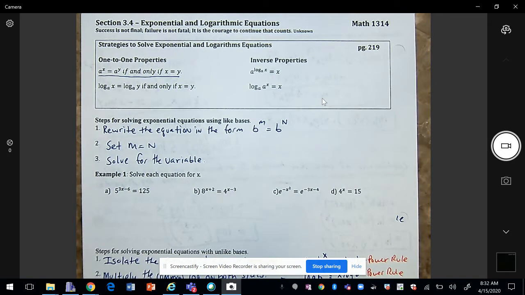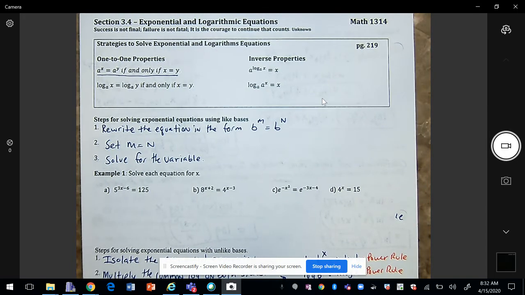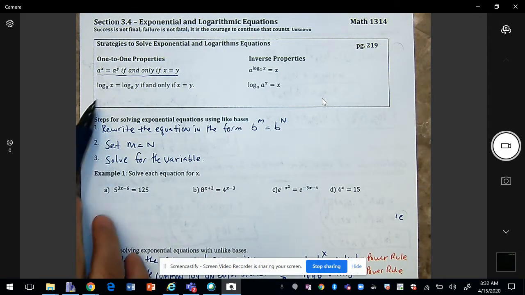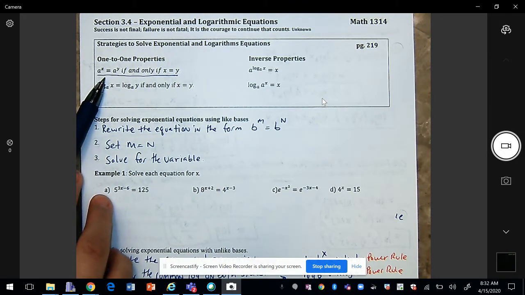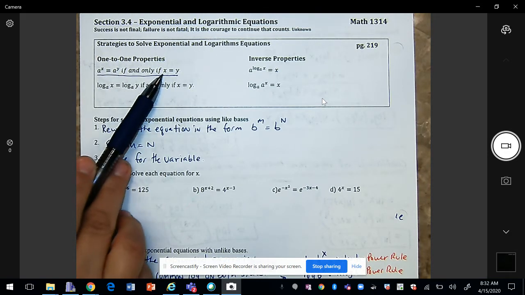So in the previous three sections we talked about exponential and logarithmic equations and their properties. Today we'll be discussing how to solve these types of equations. The properties that we'll be using quite a bit are the one-to-one properties. This is for exponential equations: if the base is the same, then we can set the exponents equal to each other.